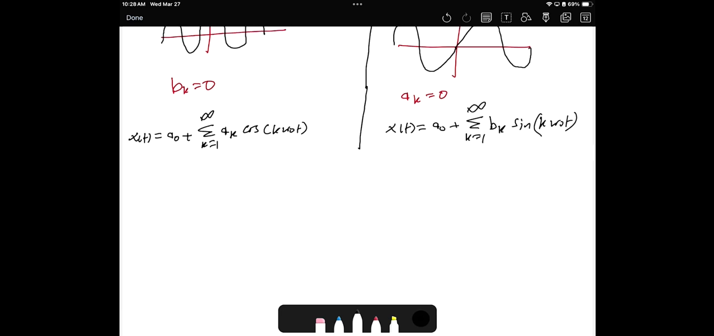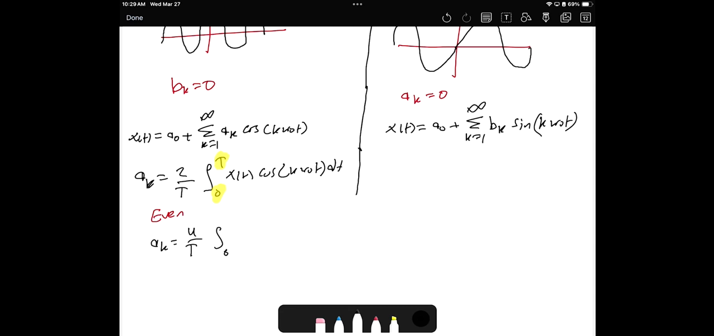Then, how to find a naught? We know how to find it. But the thing that will make it easier is in calculating ak. A sub k, we used to know it as 2 over T, the integral from 0 to T of x of t cosine k omega naught t dt. That's what we used to know to calculate ak. But here, if it is even, we can make it a sub k equal to 4 over T, the integral from 0 up to T over 2 of x of t cosine k omega naught t dt.